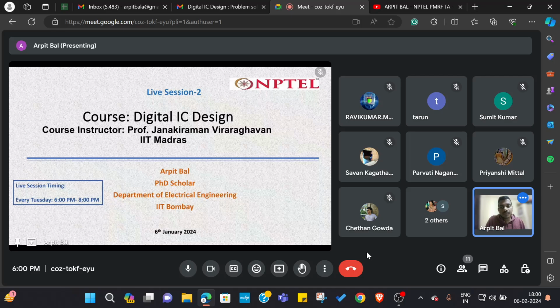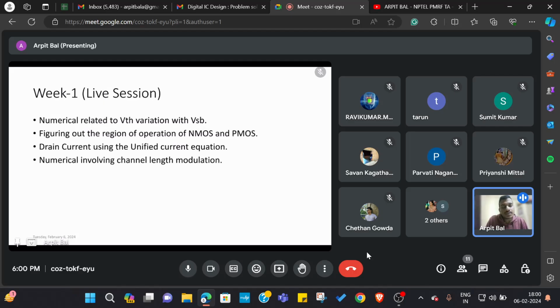In the previous week live session, we did some numericals related to VTH variation with VSB, and we also did some numericals related to channel length modulation. Then we did a few numericals in which we had to figure out the region of operation of NMOS and PMOS, and figure out the drain current using the unified current equation. That was all about week 1's live session.